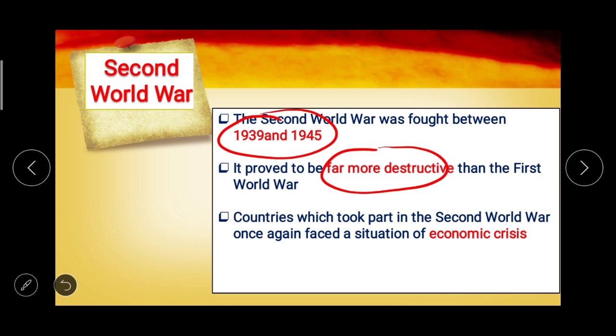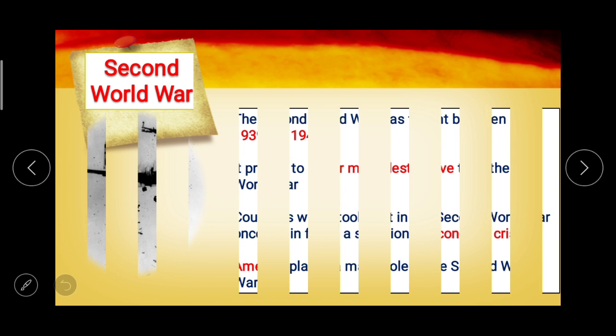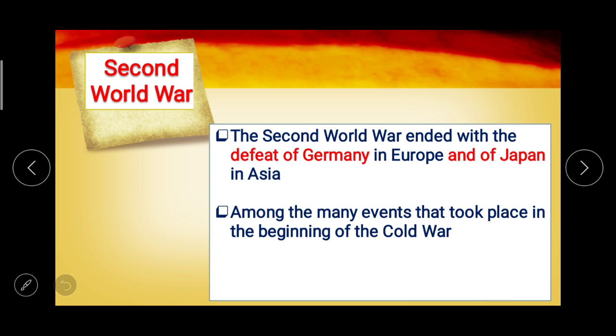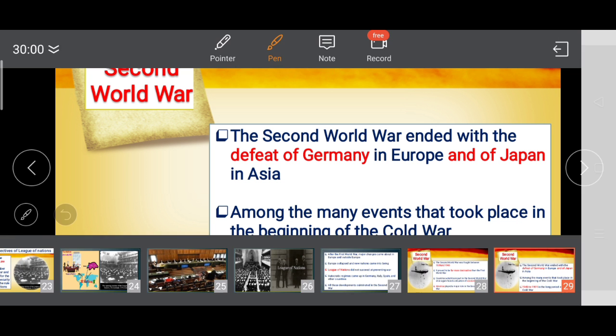Countries which took part in the Second World War once again faced a situation of economic crisis. America played a major role in the Second World War. It had manufactured nuclear weapons, and in order to end the war, it dropped 2 nuclear weapons on 2 cities of Japan, Hiroshima and Nagasaki, on 6th and 9th August 1945 respectively. So, among the many events that took place in the beginning of the Cold War, 1945 to 1991 is the long period of the Cold War.